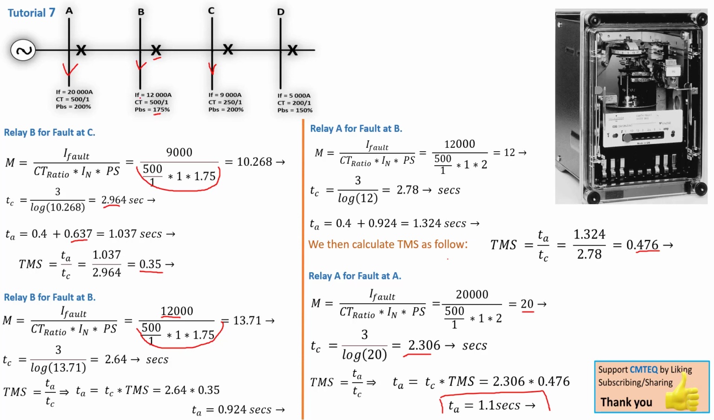And once again, you can see that the fault current on this bus bar is 12,000, and the current on this bus bar here is 20,000. That's why we have to react in a much longer time of 1.3 seconds for the 12,000. But when we come to the current of 20,000 here, we have to react in a much faster time of 1.1 seconds. So you have to distinguish how the fault current impacts the tripping time of this relay.